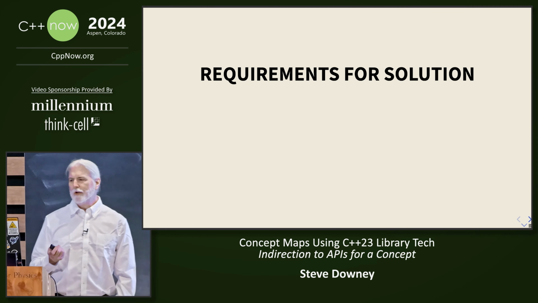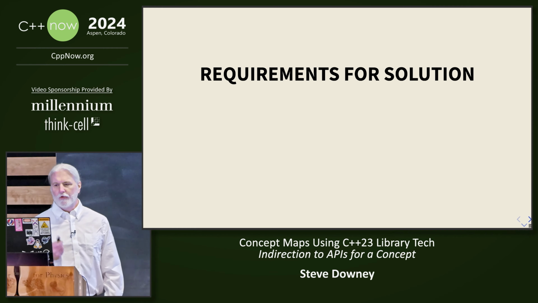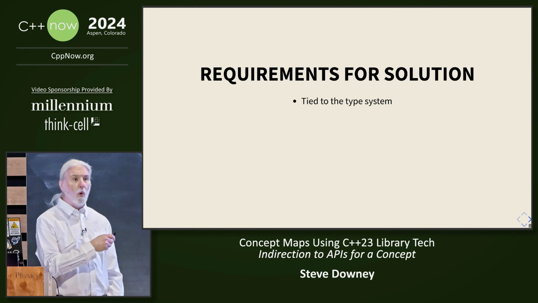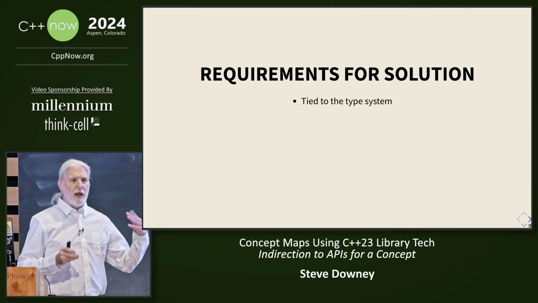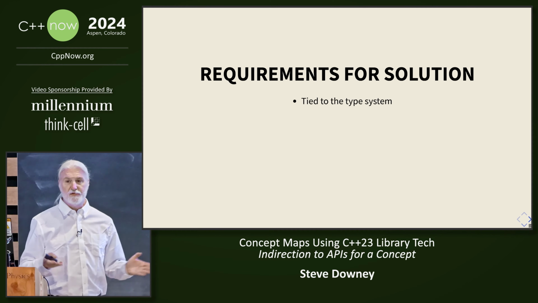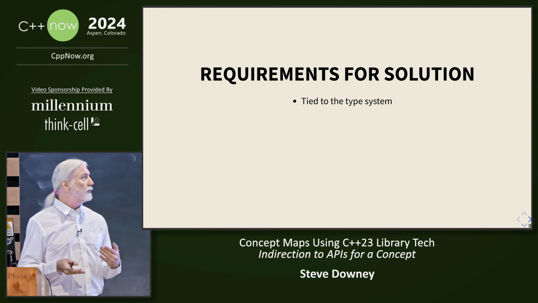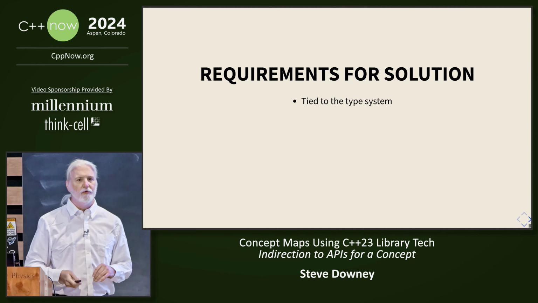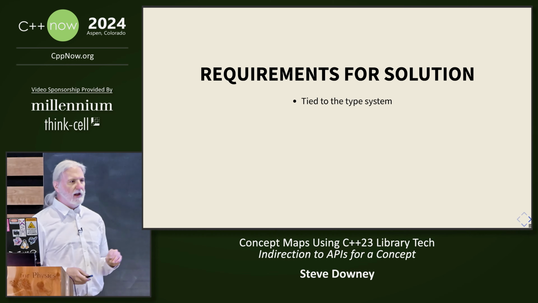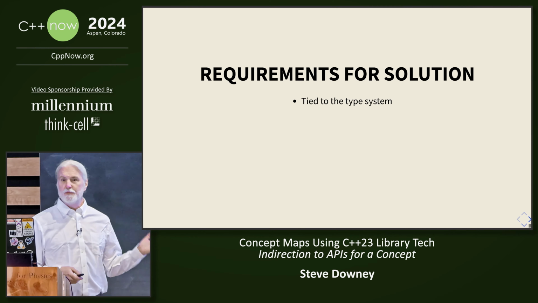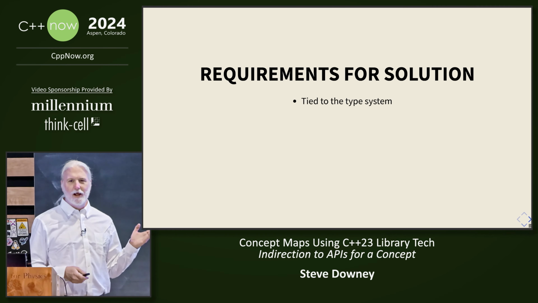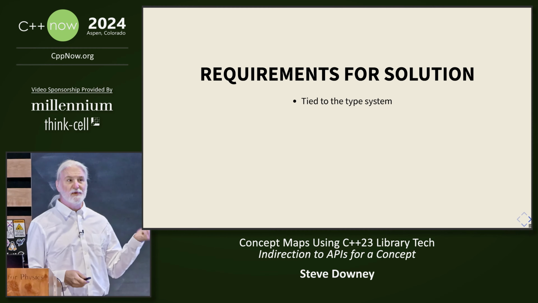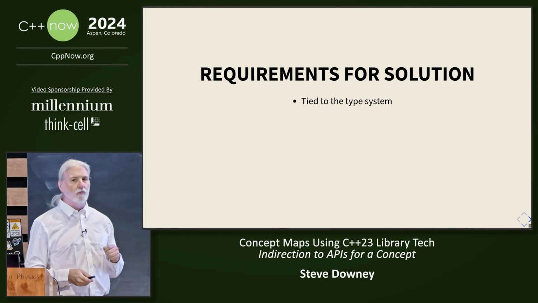So what do I want out of a solution? I want it tied to the type system. I want to be able to say, for my type or a set of types that have some relationship that I want to talk about, how do I use them in terms of my concept? I like types. I like the type system giving me guarantees. I like the type system telling me when I've got something wrong.